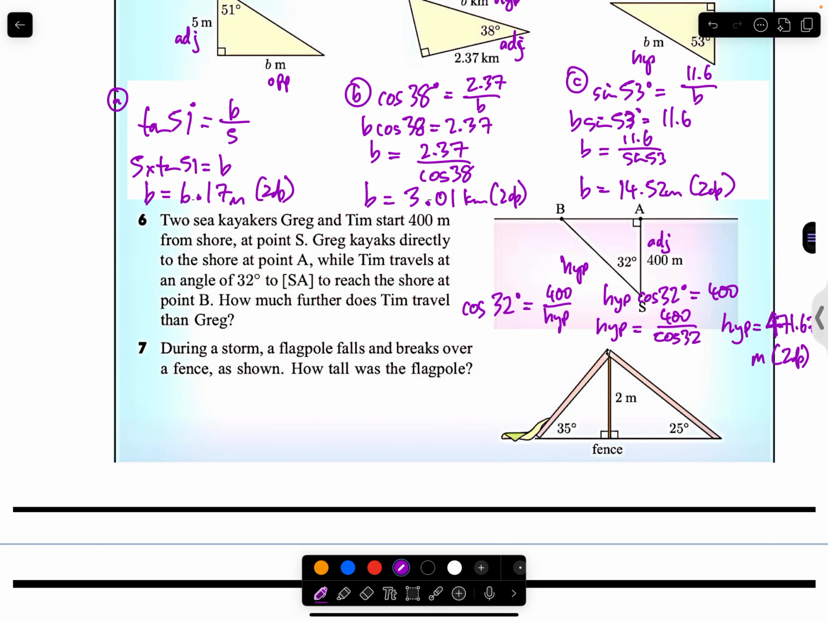During a storm, a flagpole falls and breaks over a fence as shown. How tall was the flagpole? Oh, what does that require? We need to work out this hypotenuse and this hypotenuse. Let's call this 2. Let's call that 1. And this is adjacent, and this is also adjacent. Adjacent 2, adjacent 1. Adjacent and hypotenuse is cosine, cos 35.